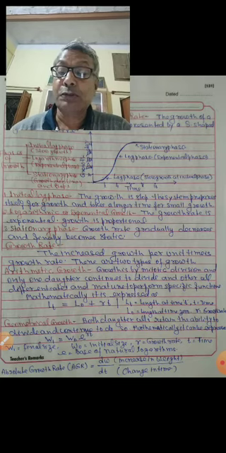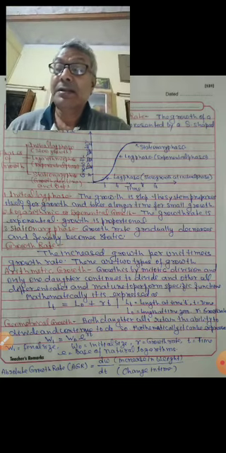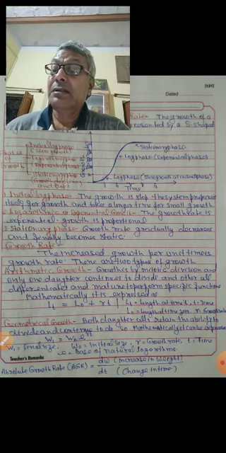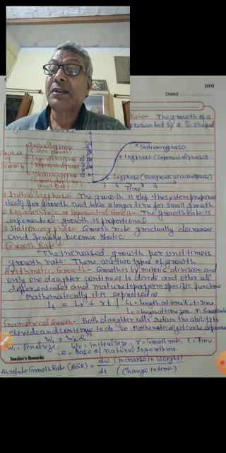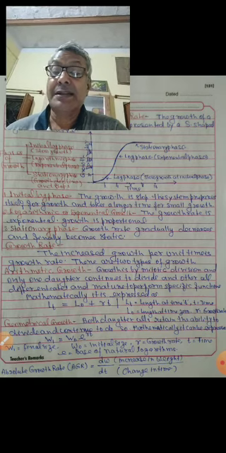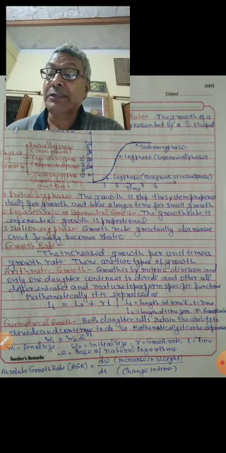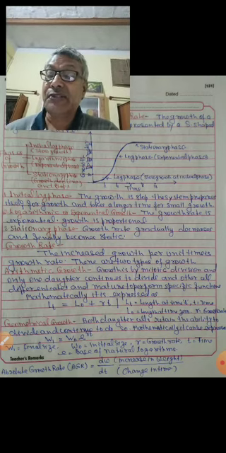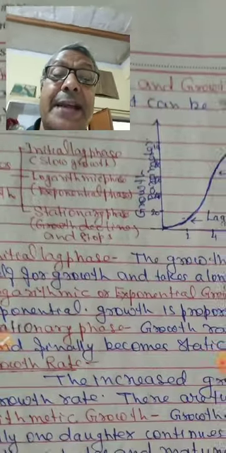The whole growth process that occurs in the plant can be represented in three phases. So the whole growth process occurs in three phases. First is the initial lag phase, second is the logarithmic or exponential phase, and third is the stationary phase. So these are the three phases of the growth.